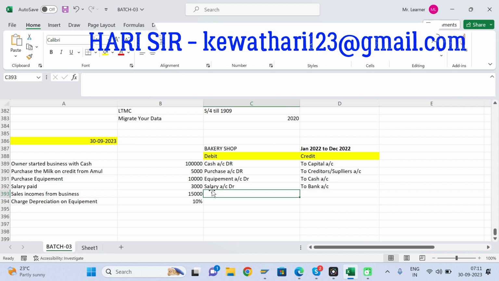So bank account credit. Then you're selling and you're getting income. So here I believe all the sales are happening in cash. Therefore I'm writing cash account debit, sales revenue or sales account credit. Next is depreciation. Generally depreciation account will be debit.